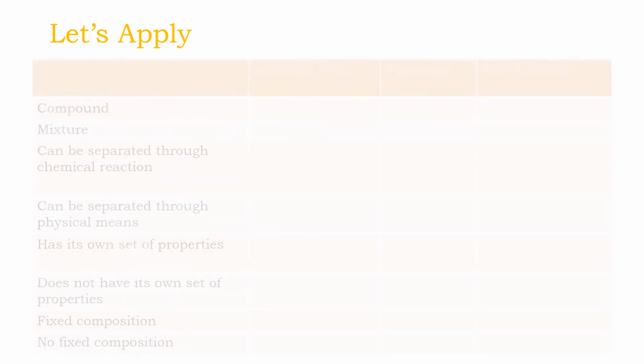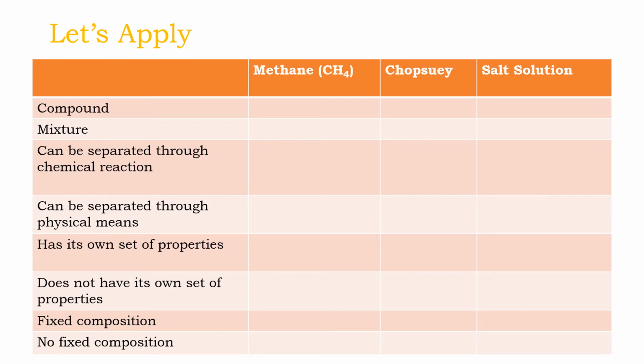So let's apply now. Tingnan natin kung natutunan natin yung concept natin kanina. So here are the given examples. We have methane, chop suey, and salt solution. So i-check lang po natin yung mga boxes kung yung given example ba ay compound o mixture. So unahin natin si methane. So methane with the chemical formula of CH4, so a combination of two elements, we have carbon and hydrogen right here. So ano po kaya siya? Compound po kaya siya or mixture? So siya po ay compound.